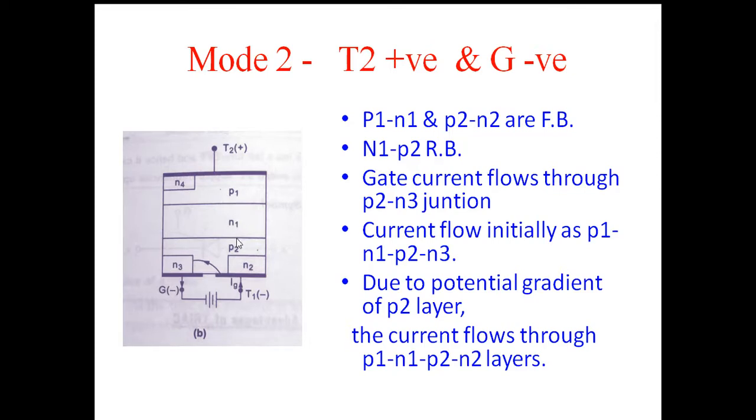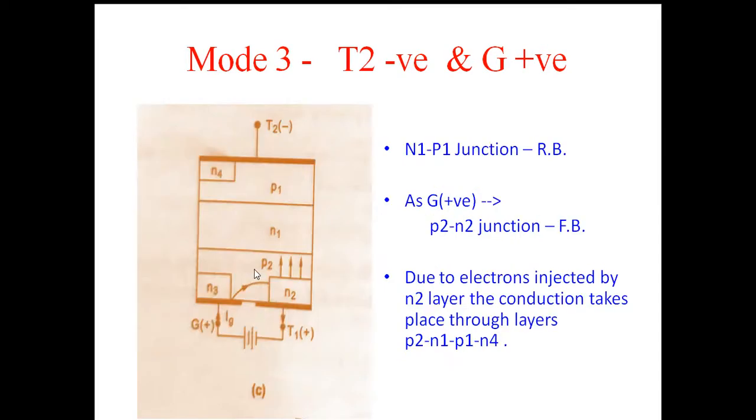Initially, the current will be flowing in this direction, but whenever we apply the supply, the current will be flowing like this, but the region P2 will have more potential in the left region. Because of that, current will slowly move from left to right. Then the conduction takes place through these regions P1, N1, P2, N2. So in the later stage, the conduction will be in this region P1, N1, P2, N2.